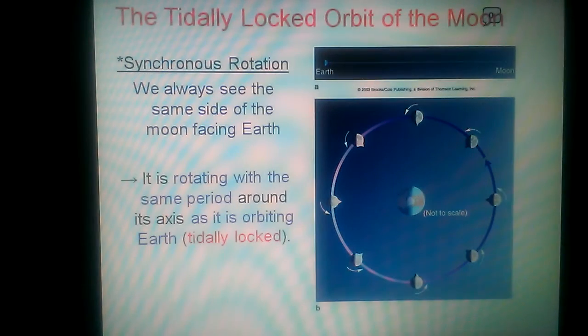Now, we are always seeing the same side of the moon because we're in what's called a synchronous rotation, which means the moon's speed of rotation and revolution are equal, and we're always looking at one side. So that's just showing you as it goes through its phases the part that we actually see.